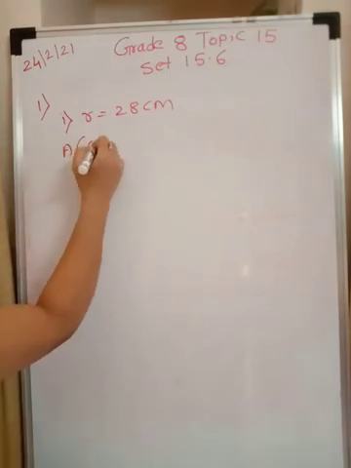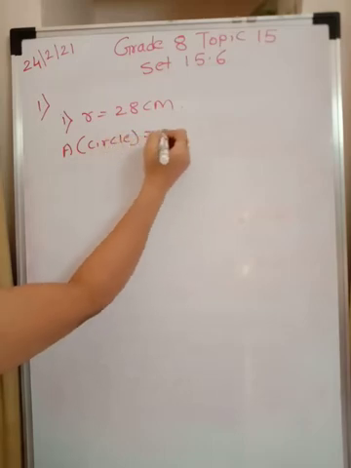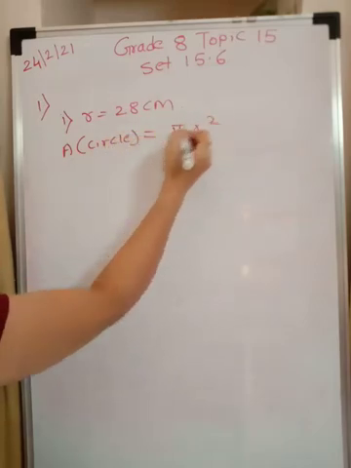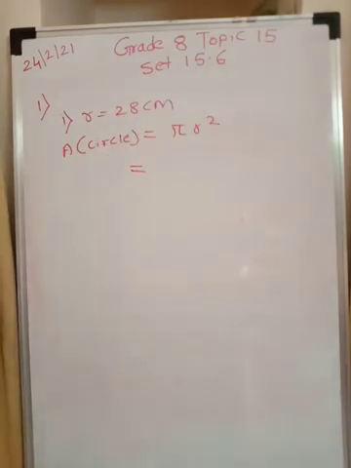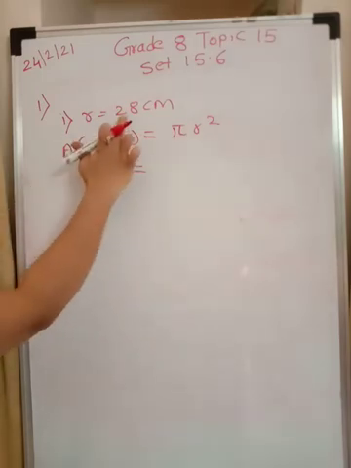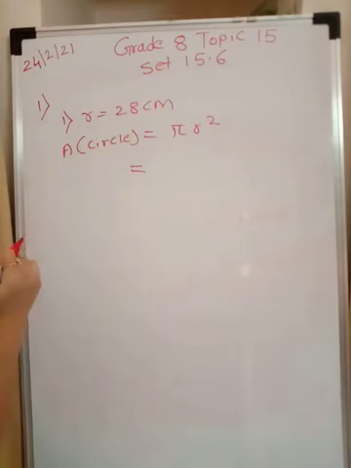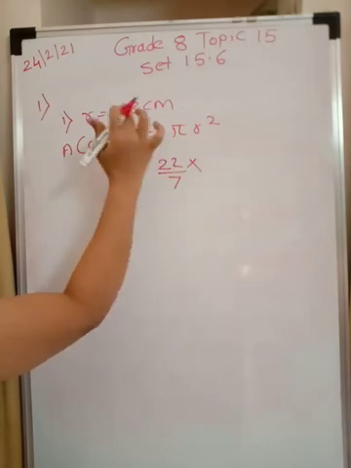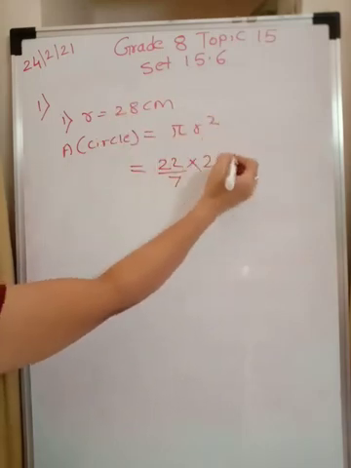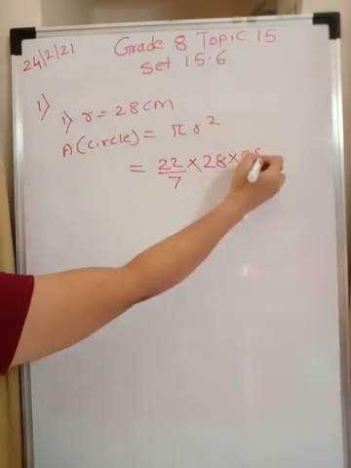So area of circle is equal to pi r square. Pi's value can be taken as 3.14 or 22 by 7. But if the numbers are multiples of 7, then it is better to take pi as 22 by 7. Unless it is mentioned to take 3.14, you should always take it as 22 by 7. So pi I am writing 22 upon 7. Radius, which is already given, is 28. It is squared, that means 28 into 28.